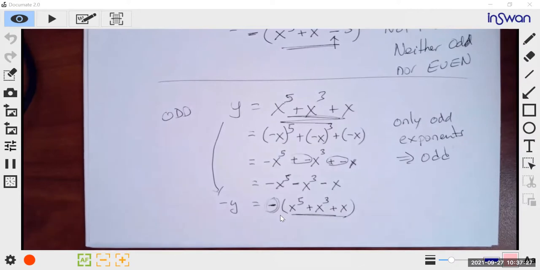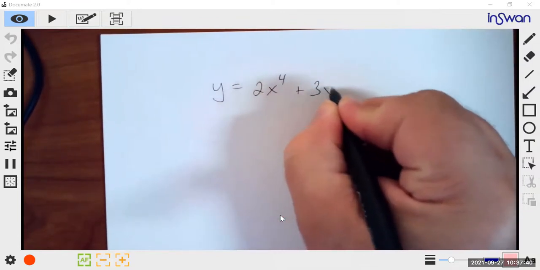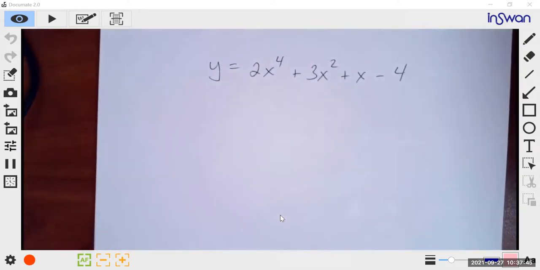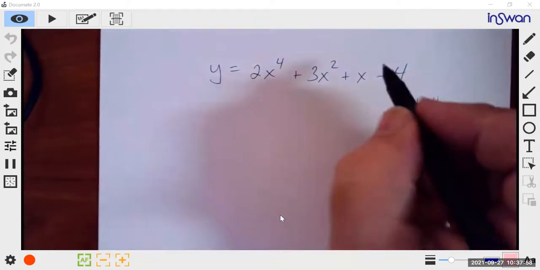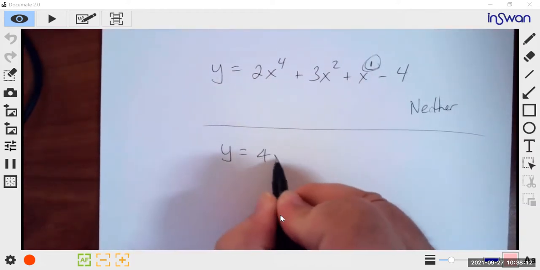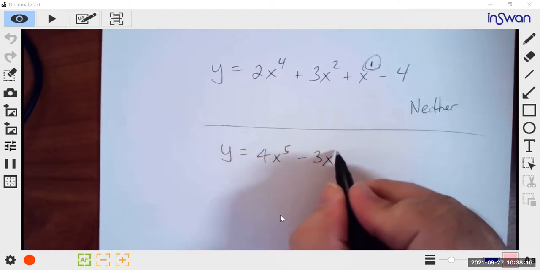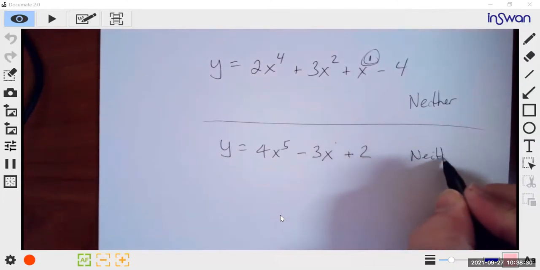Now, here's a shortcut. Finding odd or even functions is pretty easy. All you have to do is look at the exponents. x to the fourth plus 3x squared plus x minus 4. Is that odd, even, or neither? Because you have an odd exponent right there. They either have to be all odd or all even. Odd, even, or neither? Why? Because it has a constant.